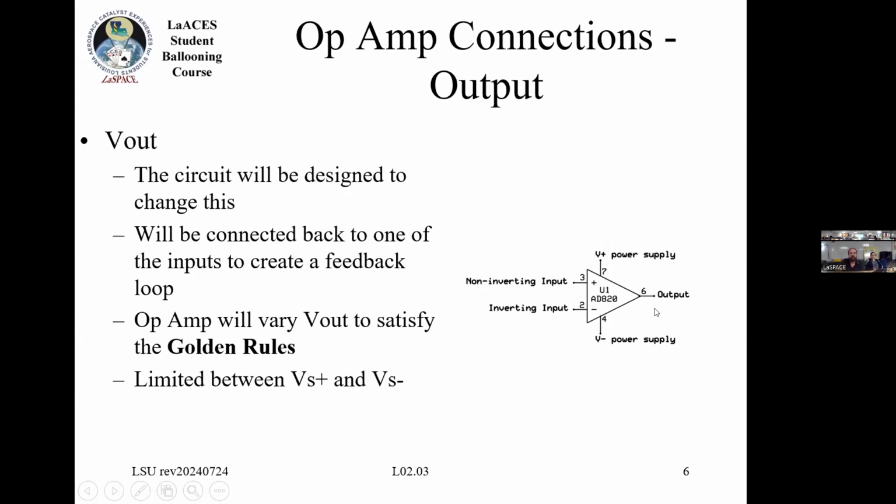The output, V out, is the thing that you are building a circuit to control. What you will usually see is this output is connected back either to the inverting input, V minus, or it is connected back to V plus, the non-inverting input. And that's called your feedback loop. That is how the op amp will actually be able to control its output. If it's not connected back to one of these inputs, there's no real feedback, so the op amp won't actually amplify.